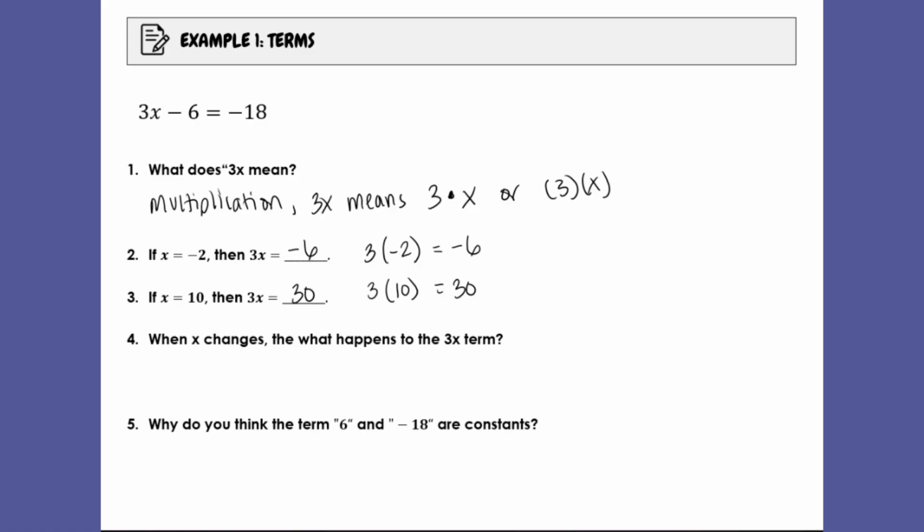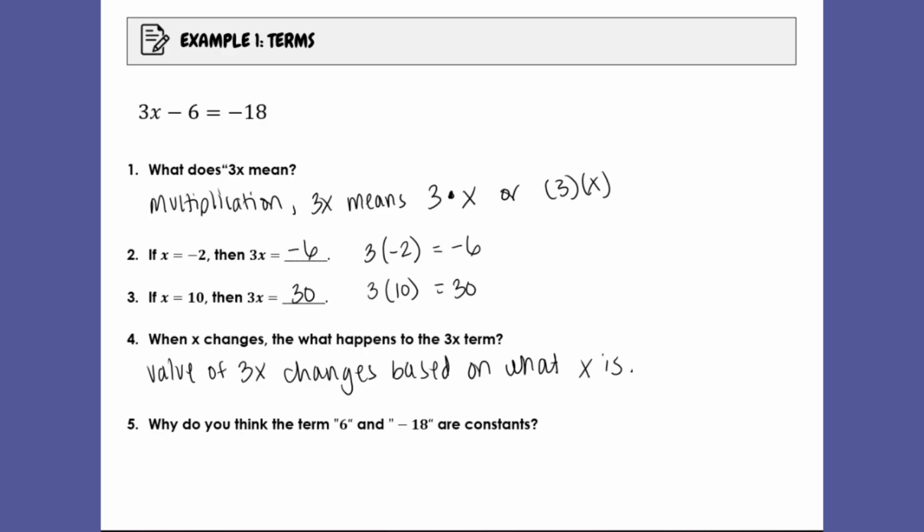So again, question 4 says, when x changes, what happens to the 3x term? So basically, the value of 3x changes based on what x is. So like in question 2, 3x was -6, but in question 3, it was 30. It totally depends on what the value of x is. So when x changes, 3x is going to change.